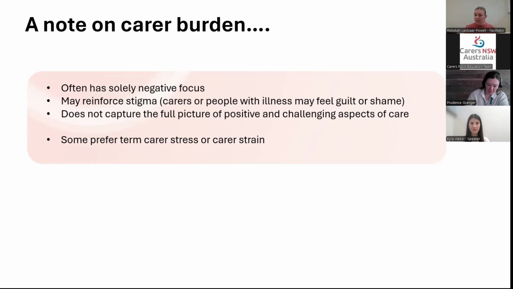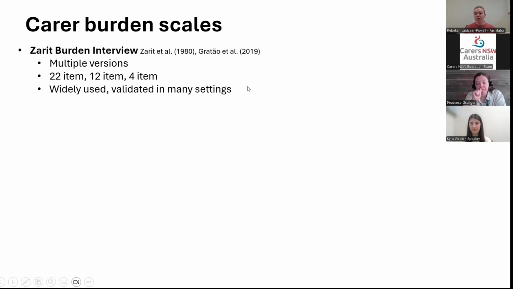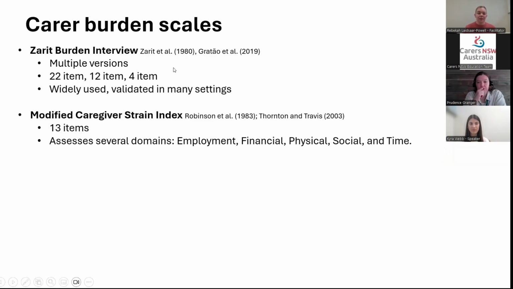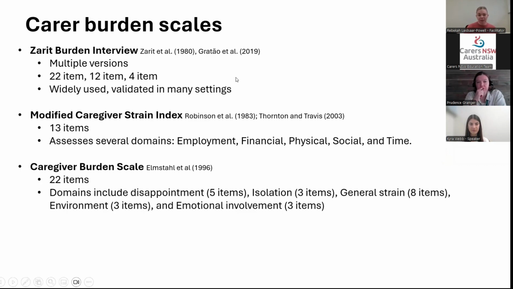I guess today I wanted to give you carer burden measures because it's certainly a concept that is widely measured, and can have its place in research and clinical practice in terms of understanding the challenges that carers are experiencing. So, in terms of the measures that are commonly used, many of you have probably heard of the Zarit burden interview. There are multiple versions of this, with multiple different iterations of items. It's been widely used and validated in many different settings. There's the modified carer strain index as well as the carer burden scale.